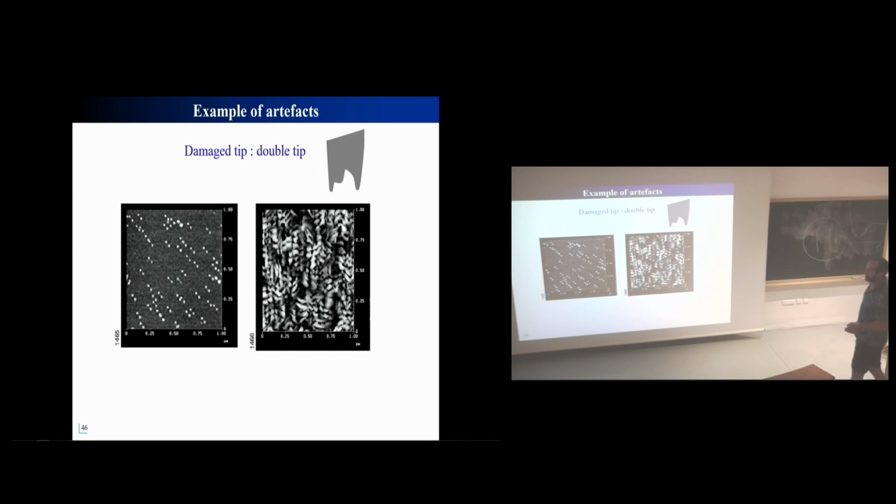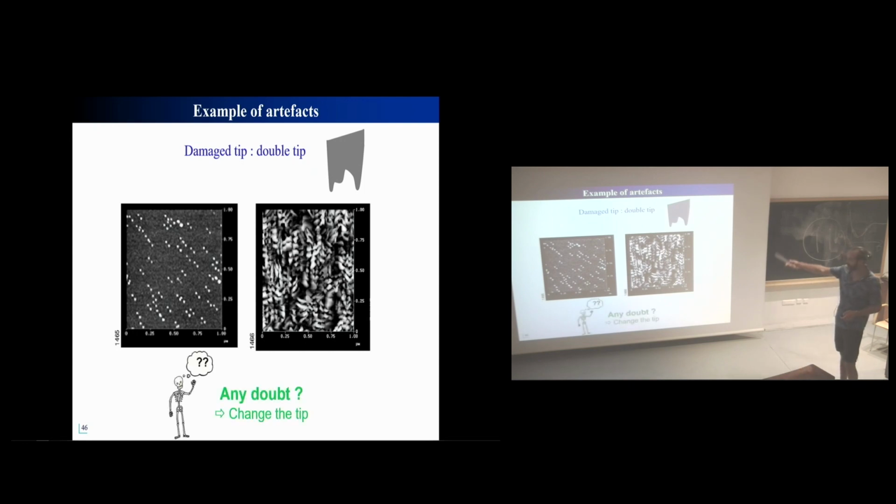Another example, this is probably a double tip. Quite easy, because you can rotate also and this won't change. But this is less clear. So if you have any doubt, change the tip. This kind of tip can cost 15 euro. Don't waste half a day or weeks measuring with a broken tip.